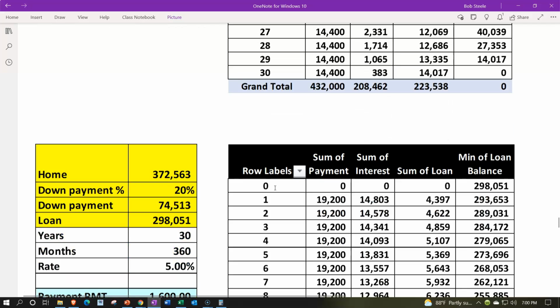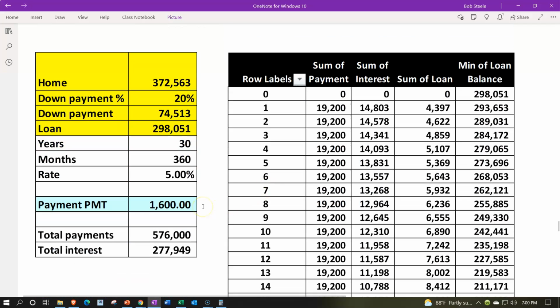We can do this again. If we do this again, we change it to 1,600, and we say, okay, how much house could we purchase at 1,600 of the payment? The house calculation up top at the 372,563, and then the loan amount would be the 298.51. Then we can refresh the pivot table and see the year-by-year breakout on a 30-year.